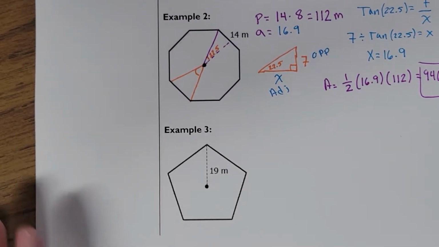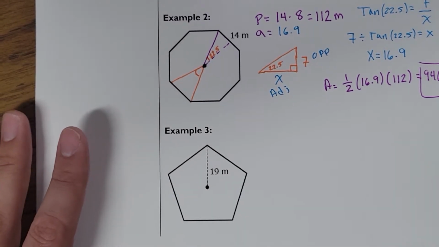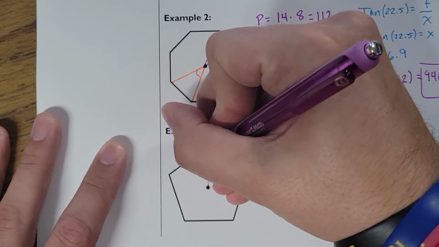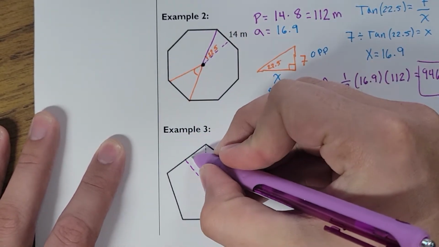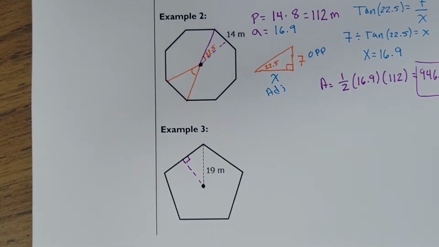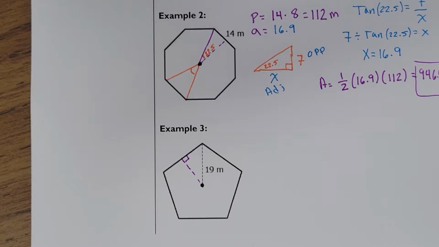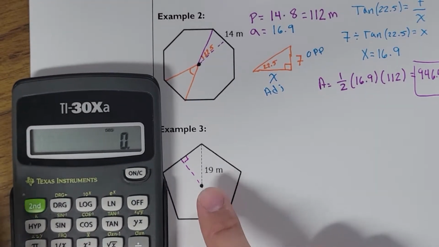All right, and in our last example, this one they gave me a radius. So in this case, again, we're going to need to draw the apothem that I'm looking for. So in this case, I have nothing I need. I don't have the apothem. I don't have the perimeter. I have to find all the things. So we're going to start by setting up our problem.